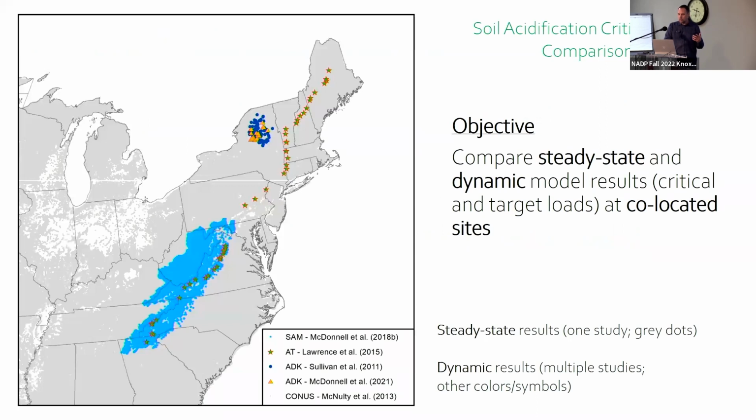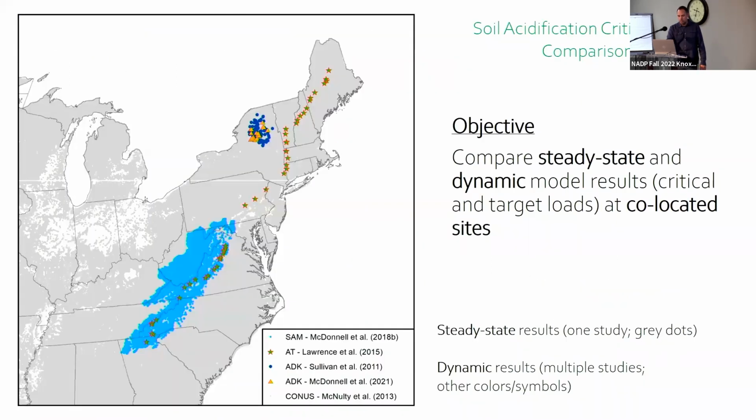The objective of our study was to compare critical loads derived from steady state models with target loads derived from dynamic models. We have one study where we have steady state critical load results across the whole US, shown by those gray dots. It looks like a gray mass, but those are individual points at every forest pixel across the United States. We paired those steady state model results with the nearest neighbor dynamic target load model result, and then used those paired values for comparison.